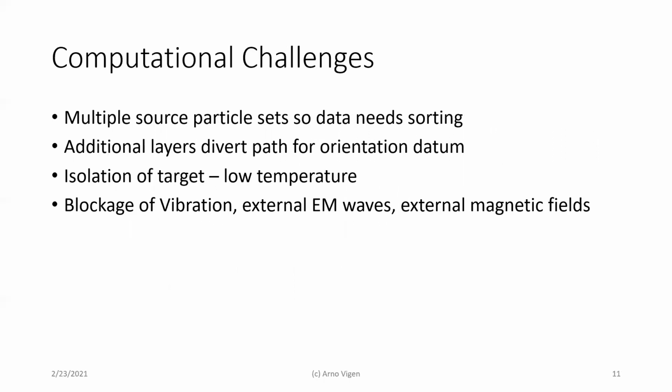Now, there are computational challenges because you have multiple source particles. You can't always tell which data is coming from which origination, okay? Although direction and wavelength filtering tends to isolate it, and lower energies, so you're generating a limited set of photons, is the way that we overcome those challenges. We also have different layers. So what I have for the orientation datum may be adjusted as that photon moves from an inner layer to an outer layer. We also need to isolate the target.